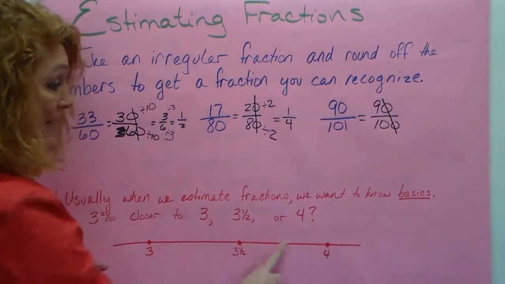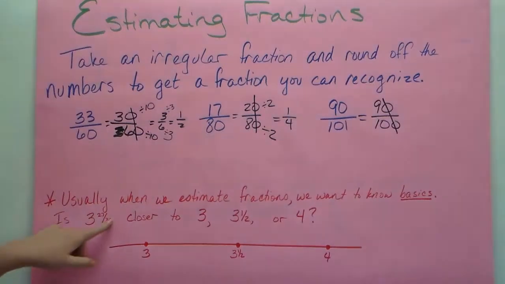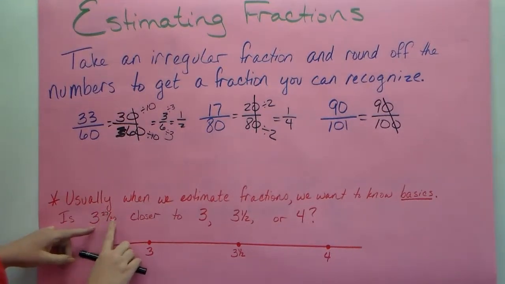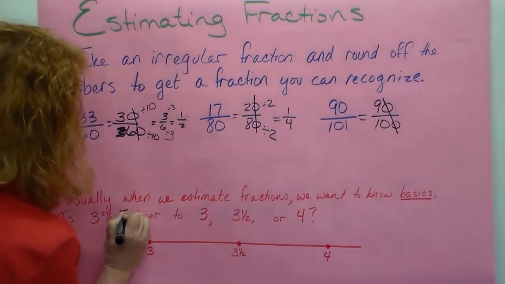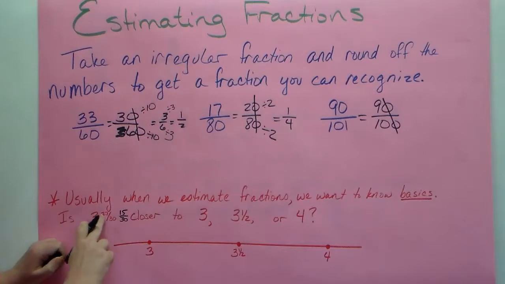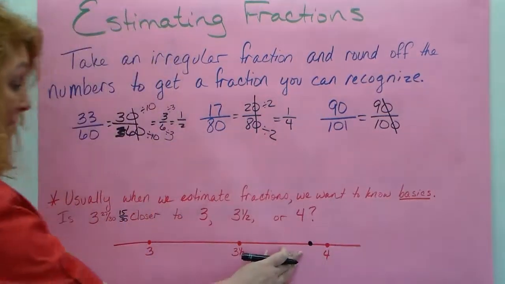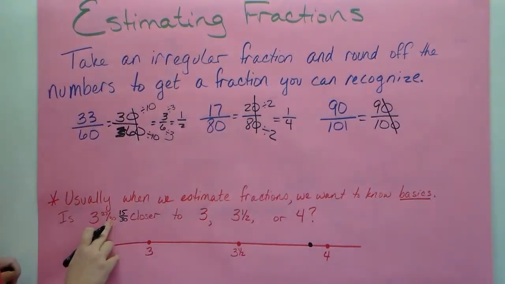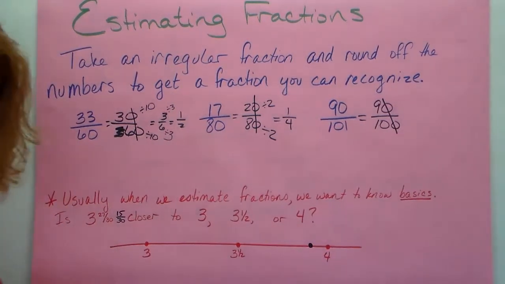So here's our basic number line. What is it that we're looking at? How close is it? So I'm going to look at 27/30 and I'm going to go, okay, I know that half of 30 is 15/30. Is 27 closer to 30 or closer to 15? 27 is actually almost all the way to 30. 27 is closer to 30. So if I were to round 3 and 27/30, I would round that number up to 4.